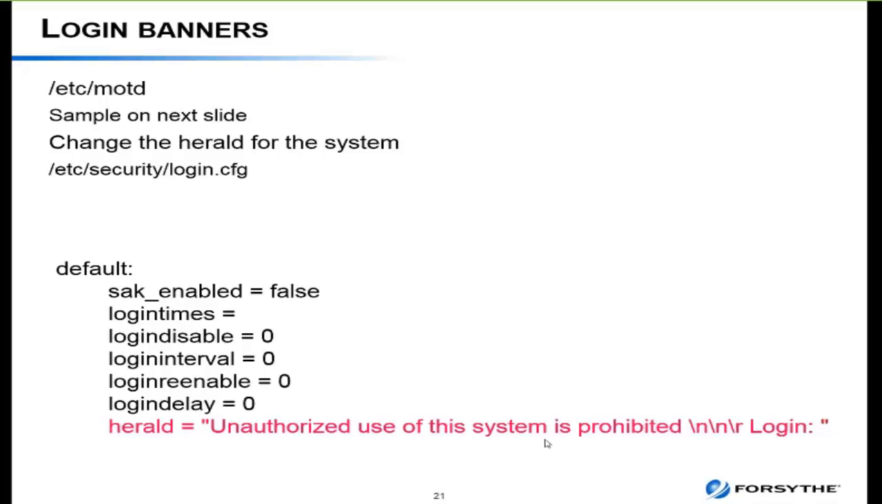When you get my login prompt, it says unauthorized use of this system is prohibited, login: And you do that by going to etc/security/login.cfg, and you have a herald. You add this line in under the default, and everybody that goes to your console will get that. So if I SSH in, this is what I will see. I will not see welcome to AIX.